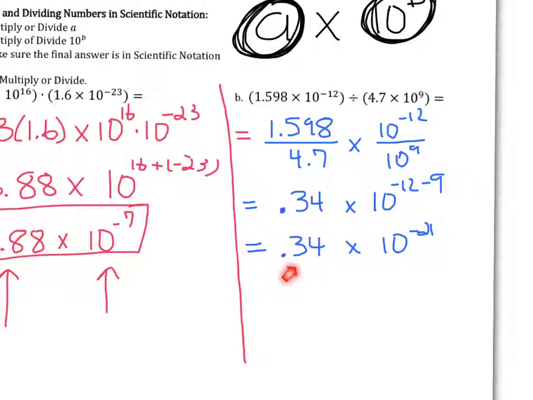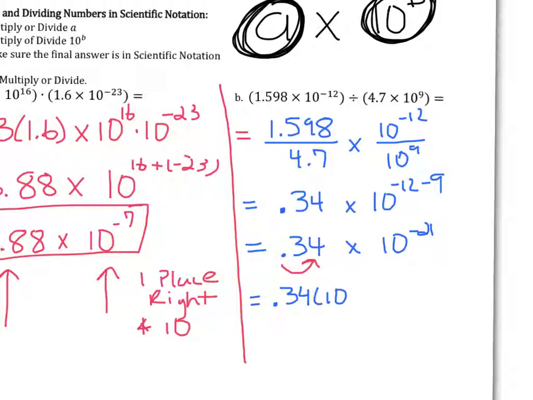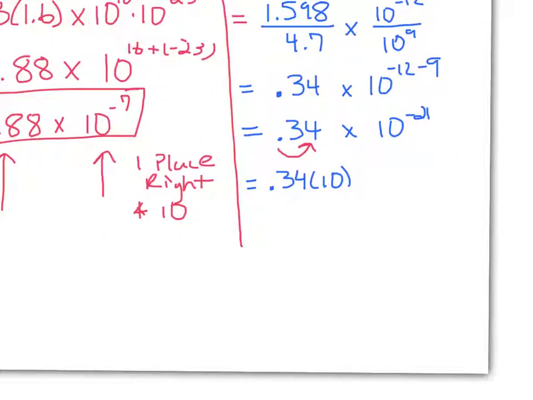And so what I have to do is think of what I can do to make this a number between 1 and 9 point something. And the thing to do is to move my decimal place one place to the right, right? So if I move my decimal place one place to the right, that's the same thing as multiplying by 10, all right? So I've got to multiply this 0.34 by 10 in order for me to make this a number in scientific notation, all right?